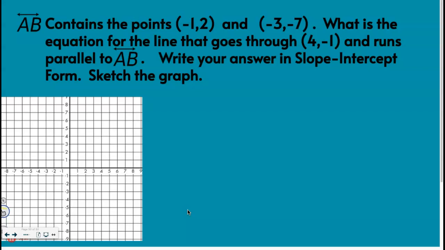So it says line AB contains the points -1, 2. I think I'm going to go graph that. -1, 2. That's this guy. 1 to the left and 2 up. And then 3 to the left and 7 down. We're back in the notes.